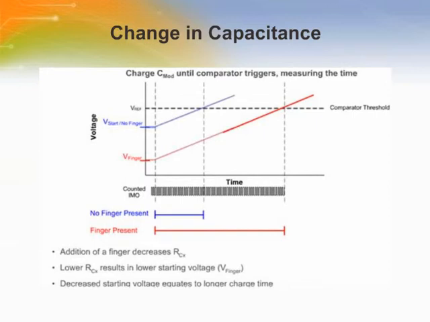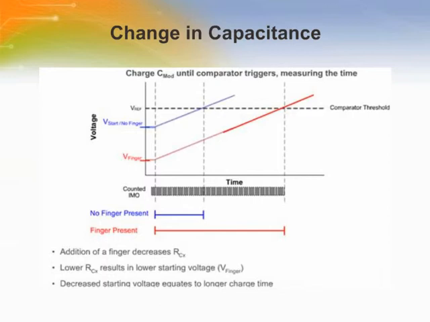When a finger or other conductive object is within proximity of the sensor, capacitance Cx is increased. An increase in the sensor capacitance decreases the equivalent resistance of the switched capacitor input stage. A lower resistance translates into a lower starting voltage.